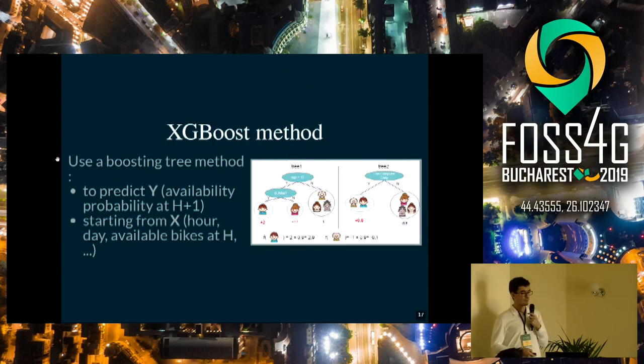So we use a method that is called XGBoost. I won't enter into the statistical details, but the main information is that it's a boosting tree method. So we just build a tree and take decisions regarding the X variables, the variables that we have. And we want to predict one single variable, which is Y, the availability probability at the next hour.